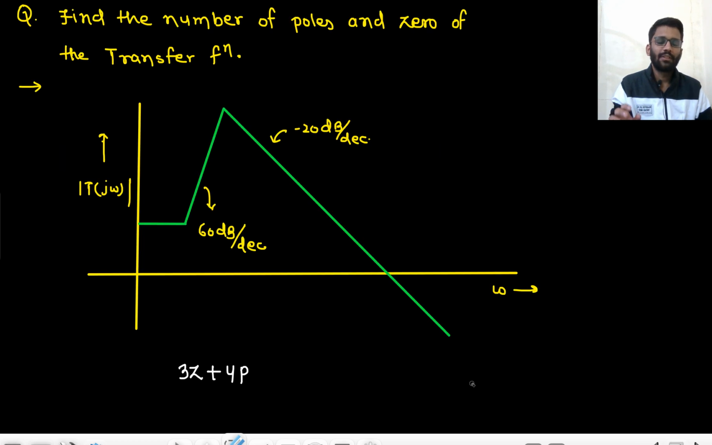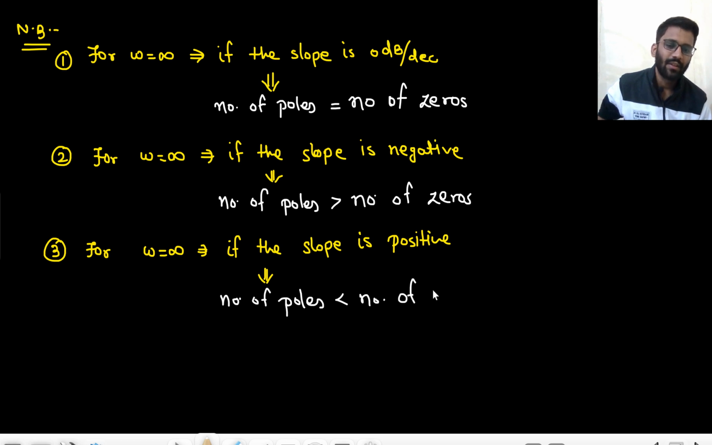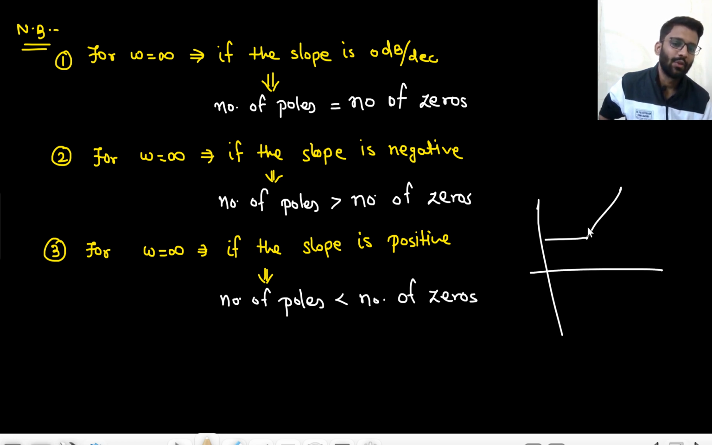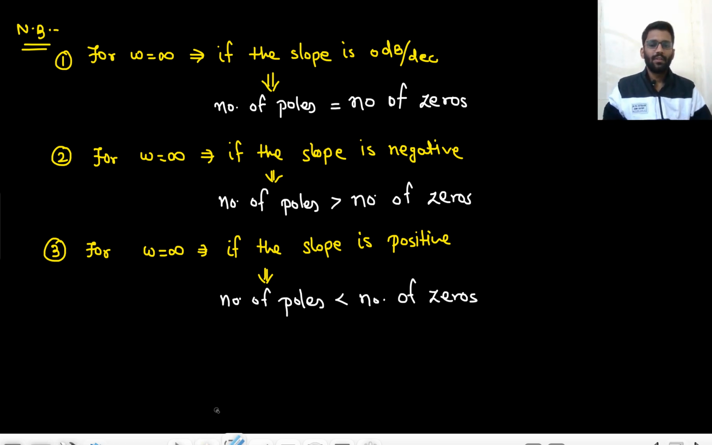Or in the previous example also you can see, when at infinity there is this negative slope, zeros were 3 and poles were 4. So that means number of poles were more. Now in this case, number of poles will be lesser than number of zeros. That means number of zeros will be more, right? Because finally your slope is positive. So it will go on like this. If this was 0 dB per decade, that means there was no zero, no pole. But here at this point omega z, you encountered a zero. That's why your slope is positive. So slope is positive, that means number of zeros are more.